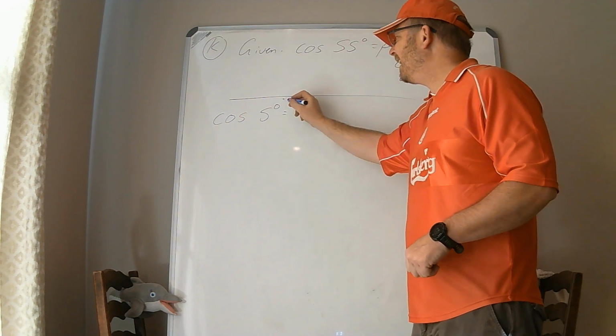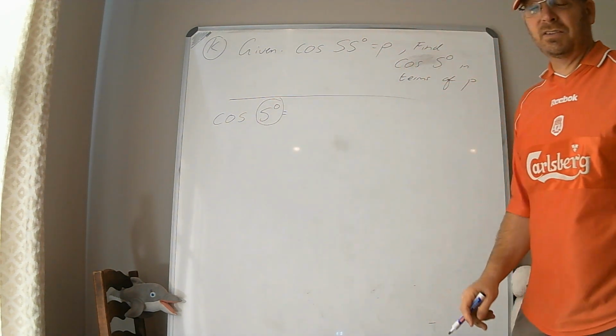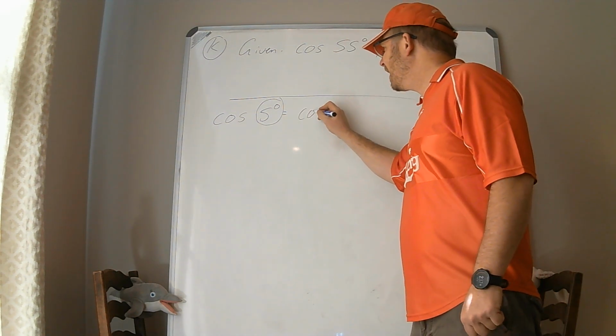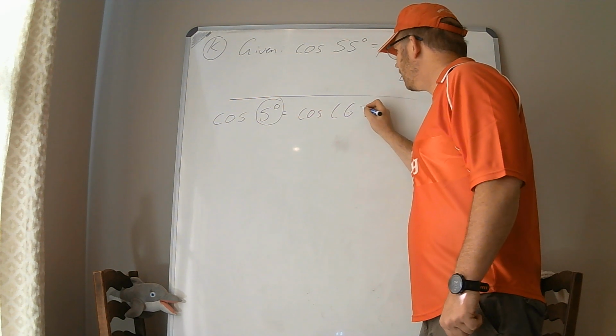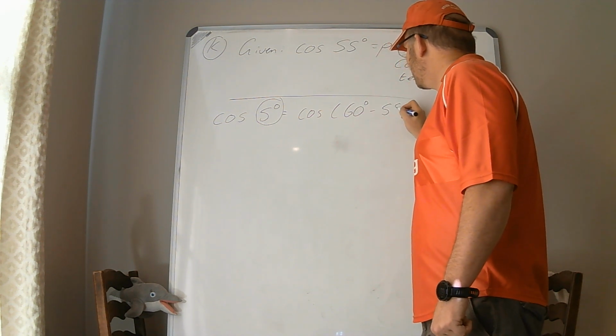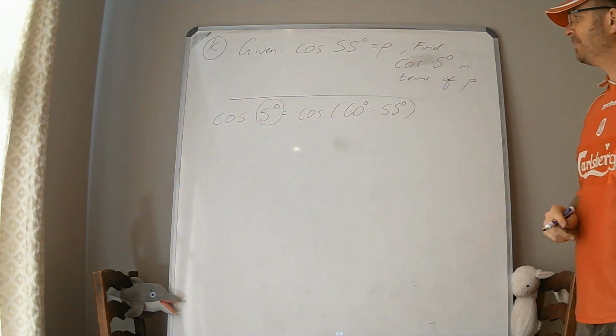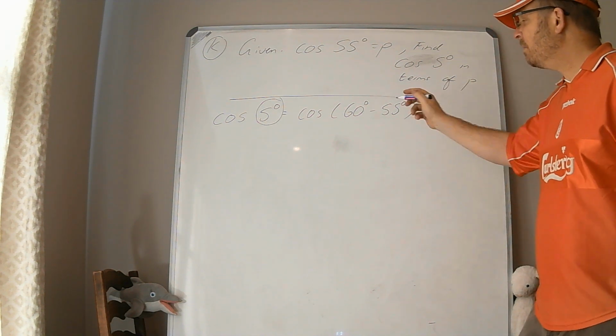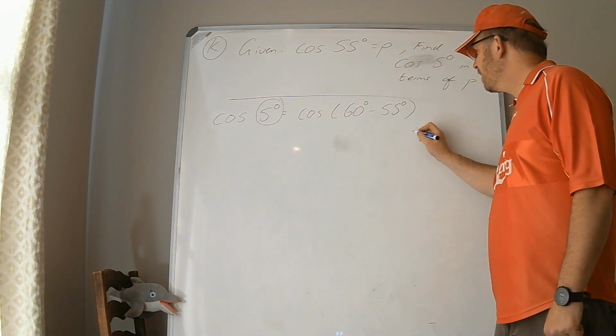So what special angle and 55 can be used to get 5? Oh, Valerie, top of your game. You're quite right. Cos of 5 is cos of 60 minus 55 degrees. Okay, so now you've got compound angles. So go look at your compound angle formula sheet, and what formula are we going to use?